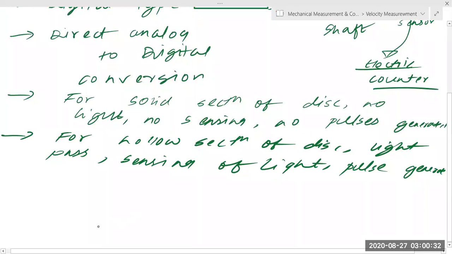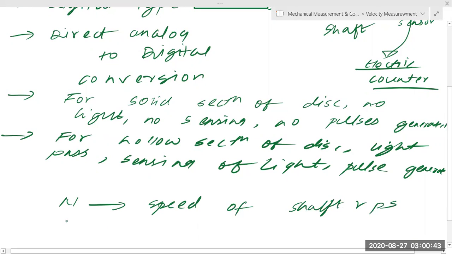How will it tell you? Let n be the speed of the shaft in RPM, or you can even say RPS. That will also do. Speed of the shaft in RPS. Now, let small n be the number of holes, or I can write h, which will be better to differentiate. Let h be the number of holes.